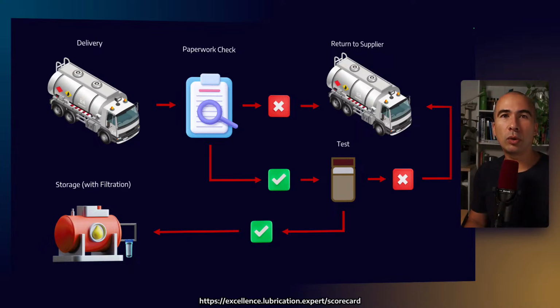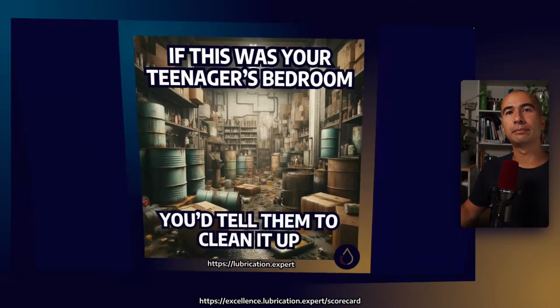One other thing that we might want to do is we might have criteria around testing. So I know a lot of companies, especially in mining, will say when the oil turns up, it needs to turn up with a specific cleanliness code. And if it fails that test, then again, that's a reason to return it to the supplier.